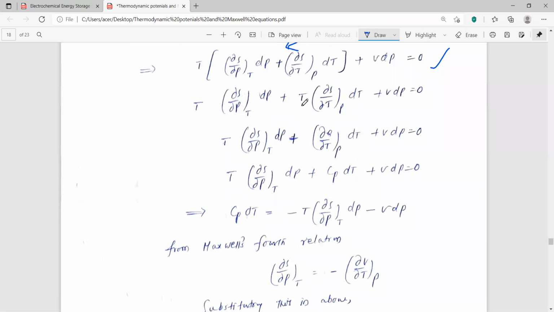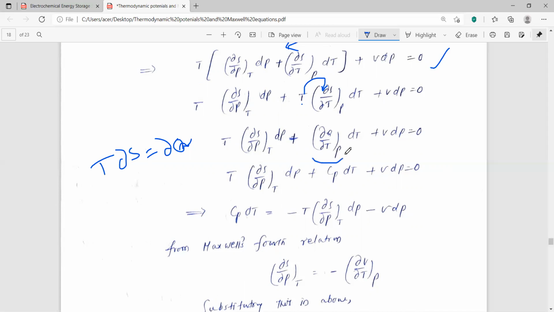Now, if I take this temperature into the bracket, what will happen? T dou S. What is the value of T dou S? You already know about this value. T dou S equal to dou Q. So now I can write dou Q instead of T dou S. So T into dou S by dou P at T into dP plus dou Q by dou T at P into dT plus VdP equal to 0.